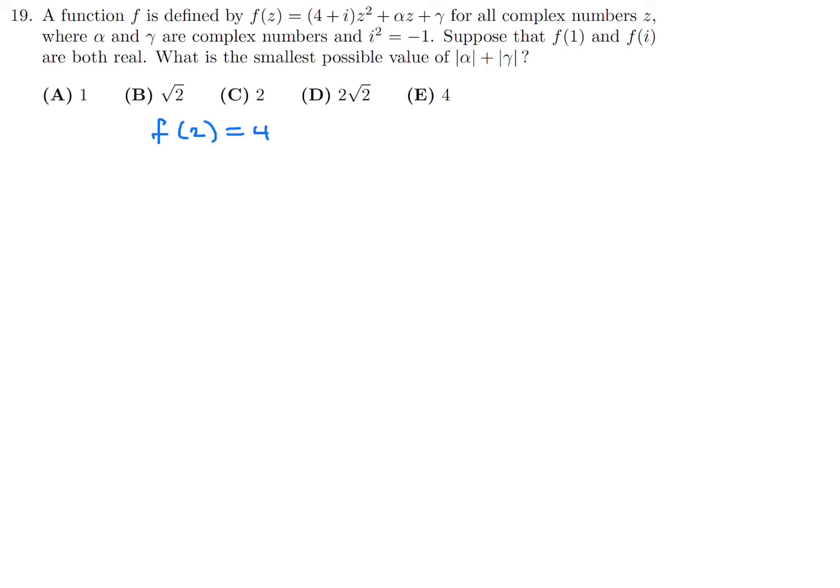f(z), they tell me, is (4 plus i)z squared plus alpha z plus gamma. And then they give me two important clues: if I figure out f(1) and f(i), they will give me real values. That means there will be no i component. So let's figure out what is f(1). If I put 1 for z, it will give me 4 plus i plus alpha plus gamma.